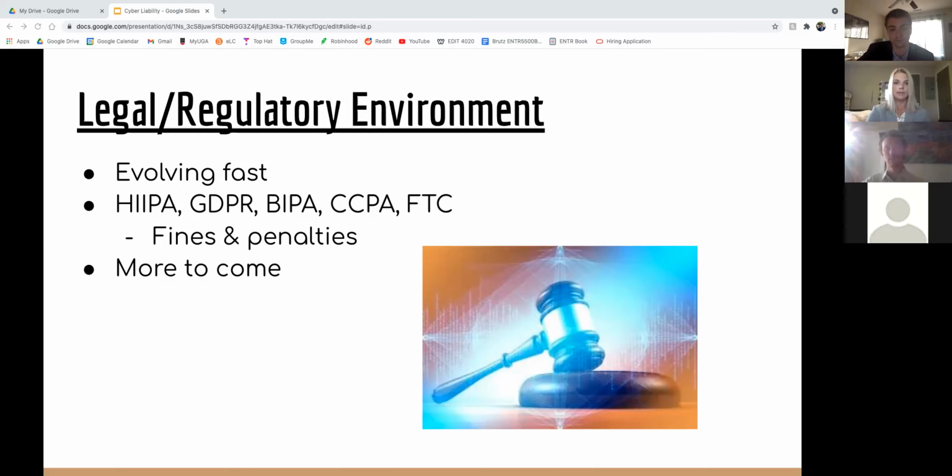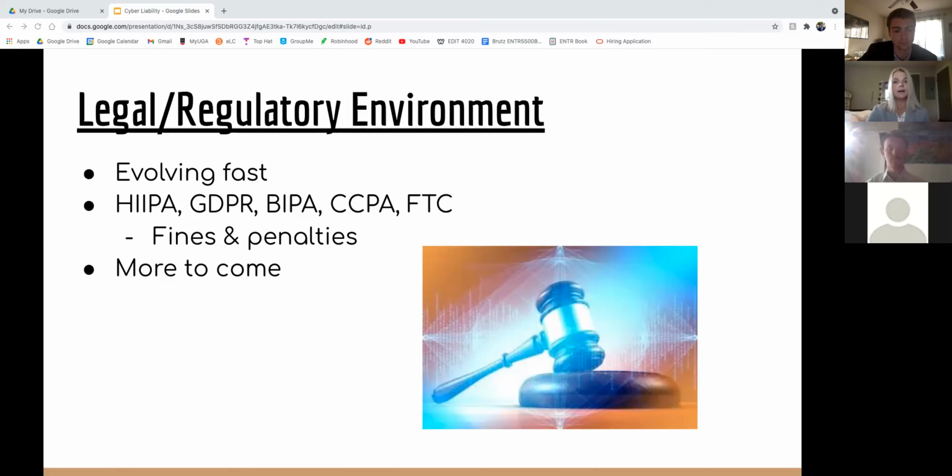HIPAA security rule establishes national standards to protect individuals' electronic personal health information that is created, received, used, or maintained by a covered entity. GDPR requires companies to provide a reasonable level of protection for personal data, and noncompliance could cost companies dearly. BIPA is an Illinois state law that imposes requirements on businesses that collect or obtain biometric information such as fingerprints, retina, and facial geometry scans.